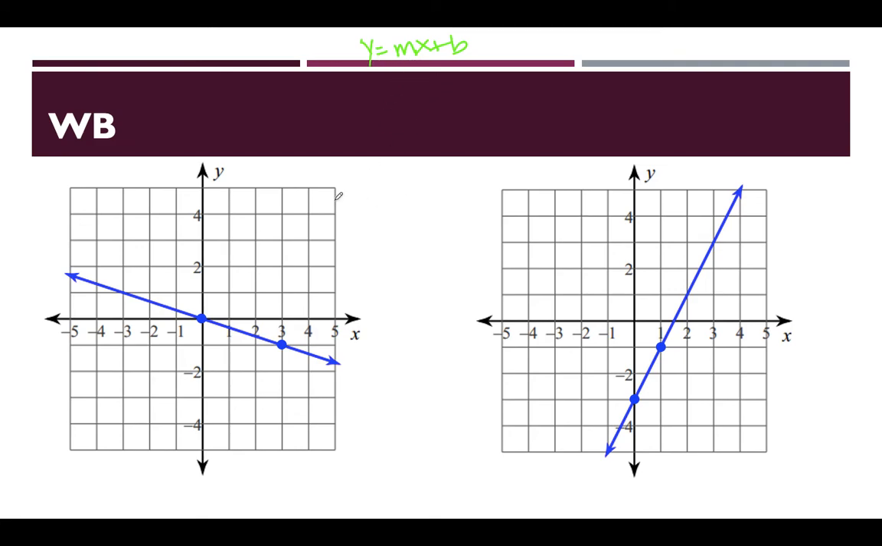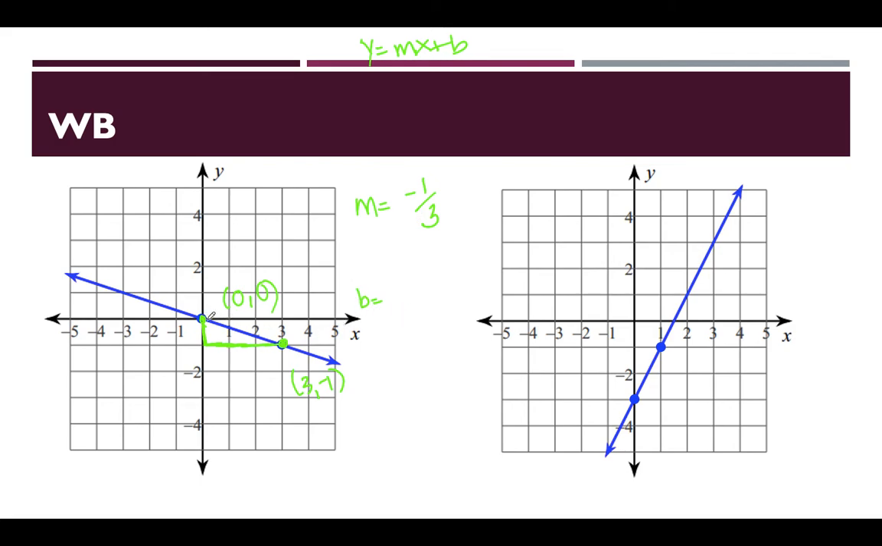All right, so y equals mx plus b. For this first example, we need m and we need b. So m, we're going to go from here to here. Let's see, this is (0, 0), and this is (3, -1). So we go down 1 from 0 to negative 1, and then we go to the right 3. So my slope there is negative 1 over 3.